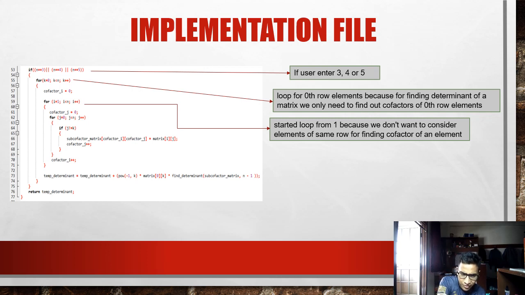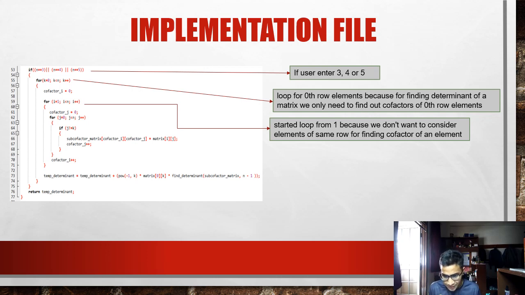Okay, let's jump to the first K. For K = 0, K++, look for the zeroth row element, because for finding the determinant of a matrix, we only need to find the cofactors of the zeroth row elements. Okay, let's set K as before, then start the loop from 1.